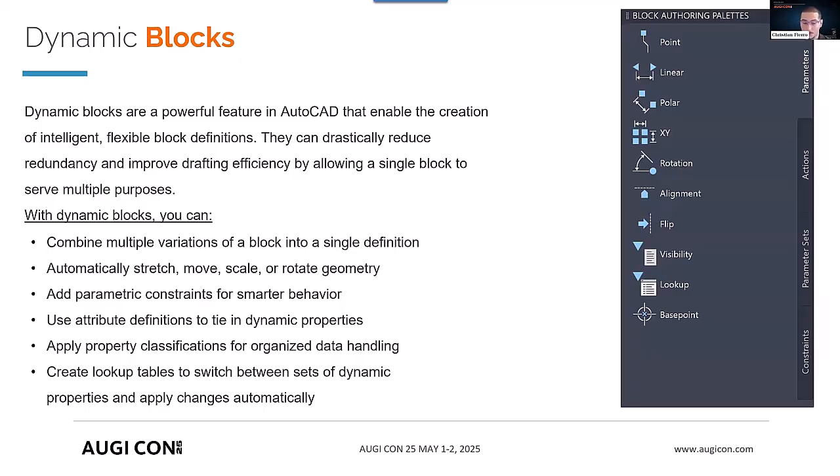You can also create lookup tables, if there's any Excel power users out there, to switch between sets of dynamic properties and apply changes automatically. So what that means is you can associate a certain value by a defined property to another, and whenever it's put into a position, it will automatically reference said property.